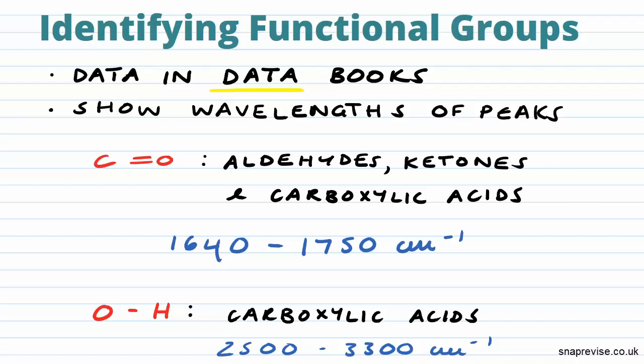So we have our carbonyl group, our C double bond O, and this is in aldehydes, ketones and carboxylic acids, and that appears between about 1,640 and 1,750.